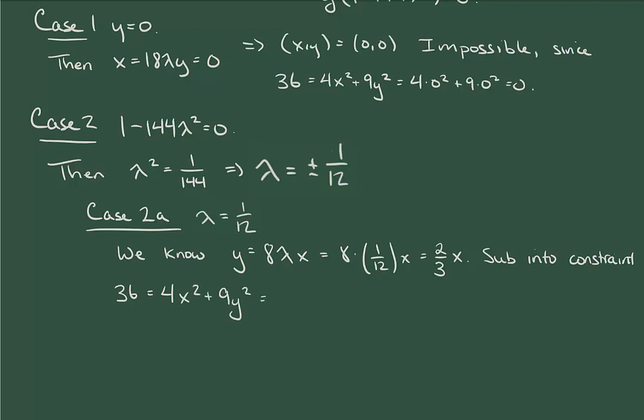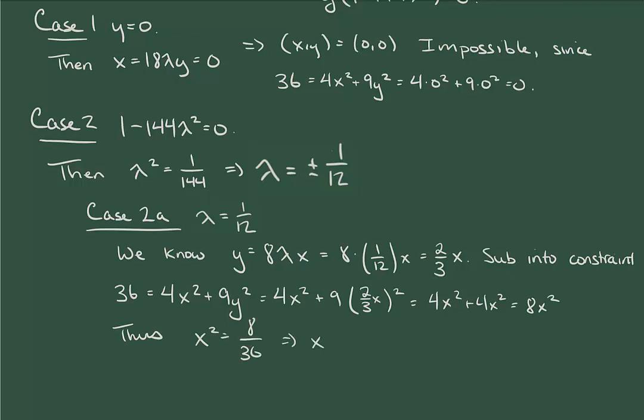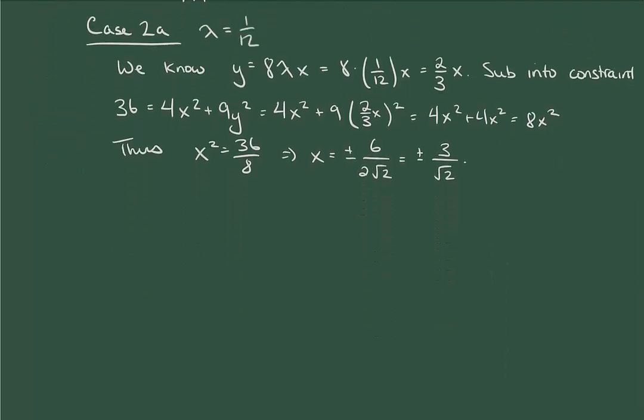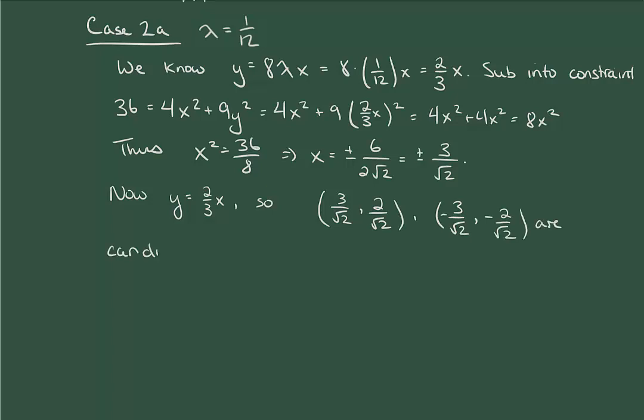And if I do that, we're going to plug in 2/3 x here and square it all. I get 4x squared plus 4x squared, which simplifies to 8x squared. And that allows me to actually solve for x squared. Oh, sorry, this should be 36 over 8. Great. And so I get x equals plus or minus root 3 over 2. Now to figure out what y is, remember that we knew that y was 2/3 x. So I'm just going to plug these back in, and that tells me that I get this set of possible points. They both have the same sign. And these are potential candidates for maxima and minima. So we'll come back and look at those again in a second.